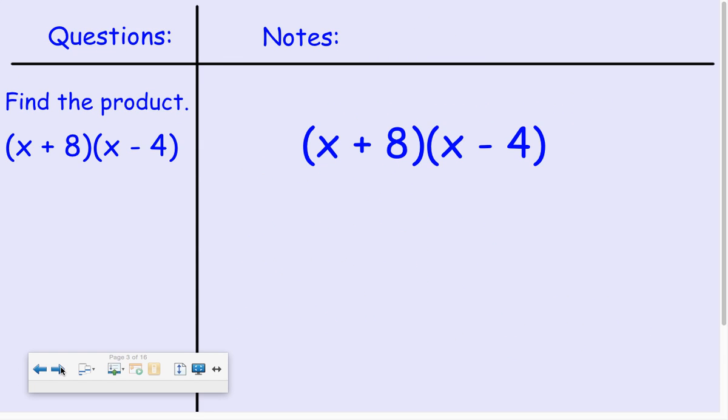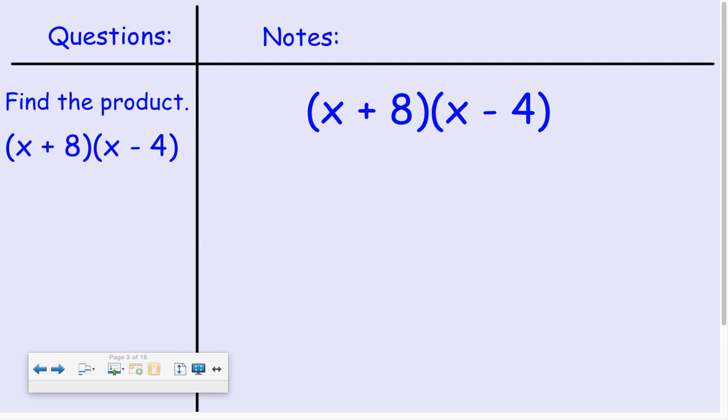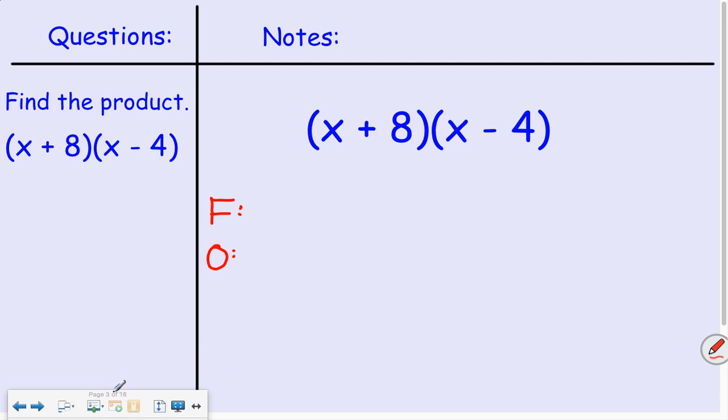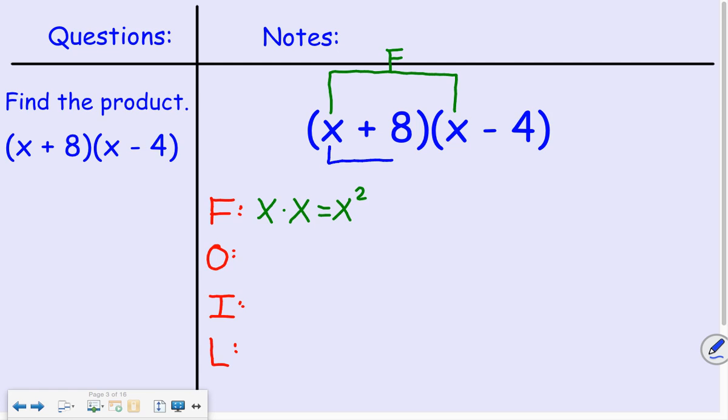Second example, x plus 8 times x minus 4. Again, find the product by FOIL. So I'm going to write off to the left-hand side, FOIL, F, O, I, and L. My F in FOIL is the first term in both binomials. Multiply those. So x times x is x squared. The O, outer, is the x and the negative 4, the outside of both binomials. So x times negative 4, which is negative 4x.